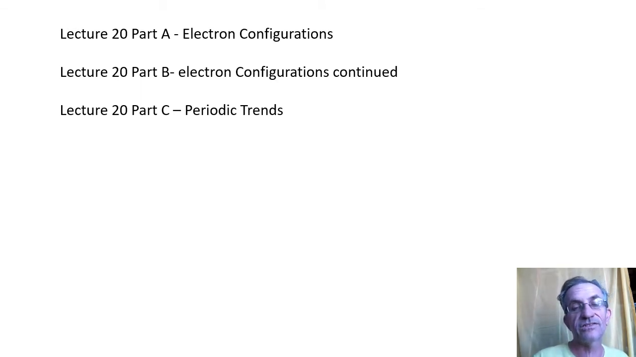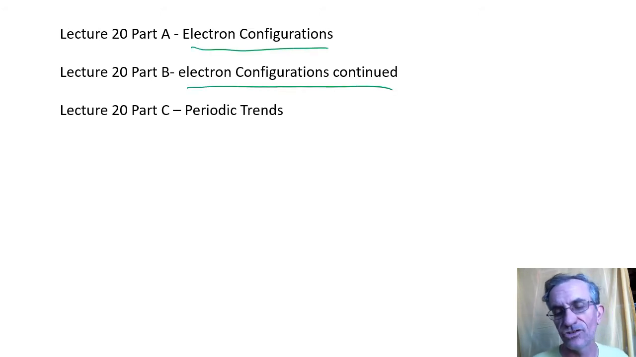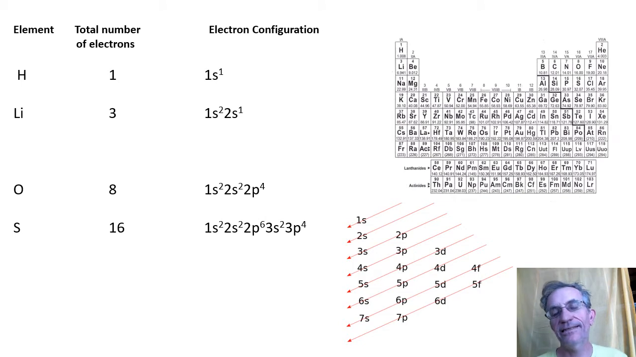In this lecture, it's going to be divided up into 3 parts like normal. The first 2 will be on electron configurations. And then the last part, we're going to move on to another topic, not really a related topic. It's called periodic trends. So that'll be in part C. Okay, let's get going. These are the electron configurations we did in lecture 19.